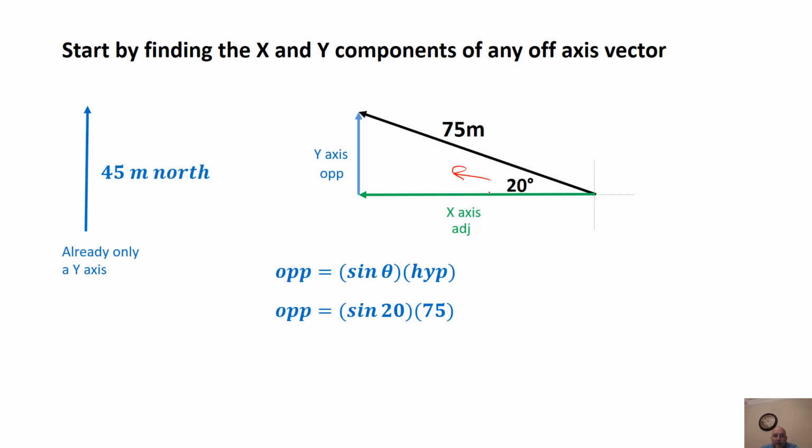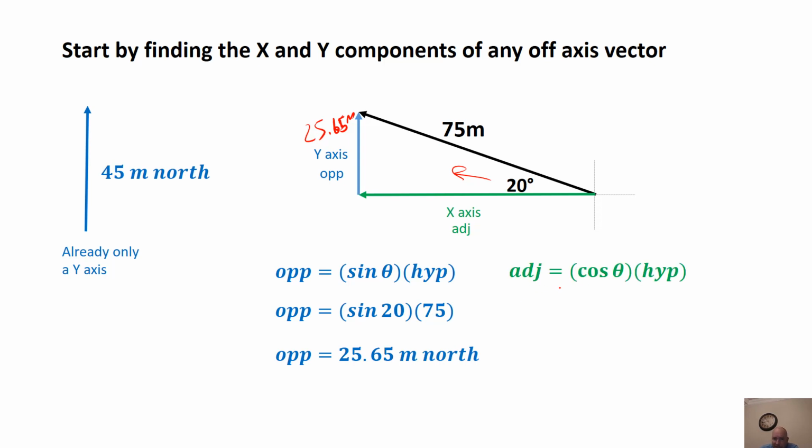So we'll go ahead and plug in our values. 20 over there, 75 is the hypotenuse. And we're going to get this opposite side, and this opposite side is going to be 25.65 meters. It's not a bad idea to go ahead and write it into your triangle because when you're trying to analyze what to do next, you can see it here.